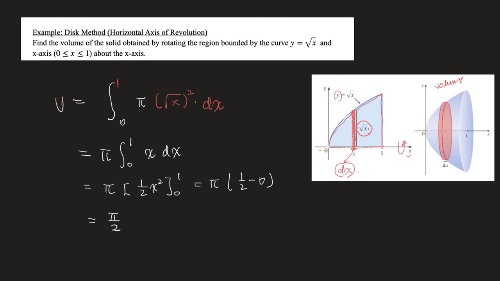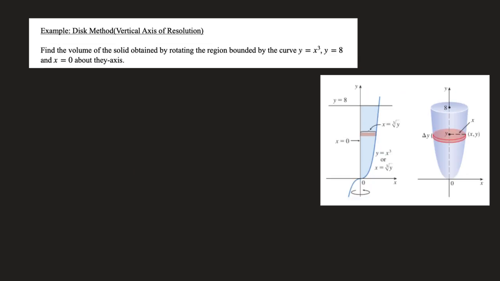Okay, let's try another example. In this example, we are using a vertical axis of revolution. In the previous example, we used a horizontal axis of revolution. So let's take a look at this. The example is we're going to find the volume of a solid obtained by rotating the region bounded by the curves y equals x cubed, y equals 8, x equals 0.